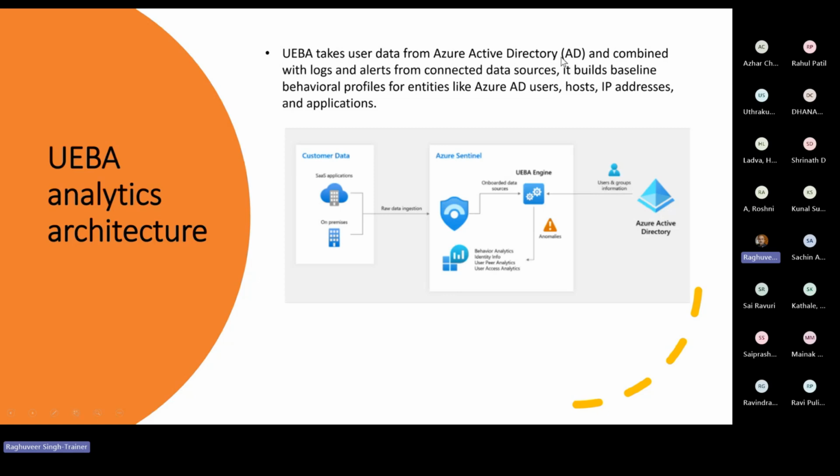UEBA takes user data from Azure Active Directory, which is now Microsoft Entra ID, and combines it with logs and alerts from connected data sources. So it will pick up the user data from AD, and then the logs that it receives from various data sources, and it will create a pattern. It builds baseline behavioral profiles for entities like Azure AD users, hosts, IP addresses, and applications. So the customer data is flowing into Azure Sentinel, which has a UEBA engine. That engine is creating behavioral analytics from the log analytics as well as from Entra ID. And then this information is served to the effective solution.